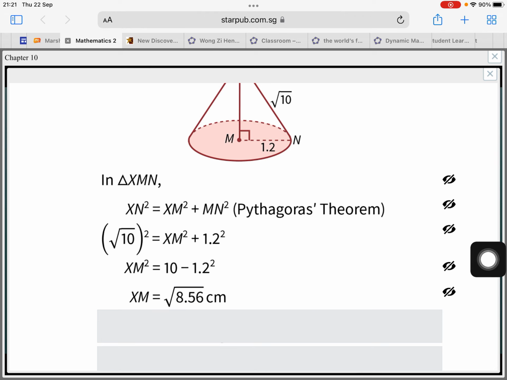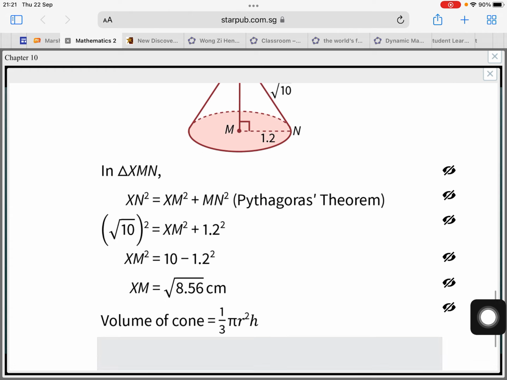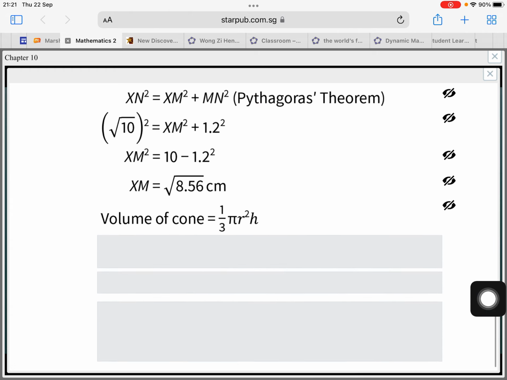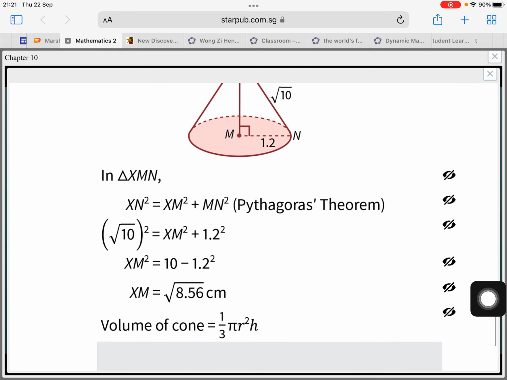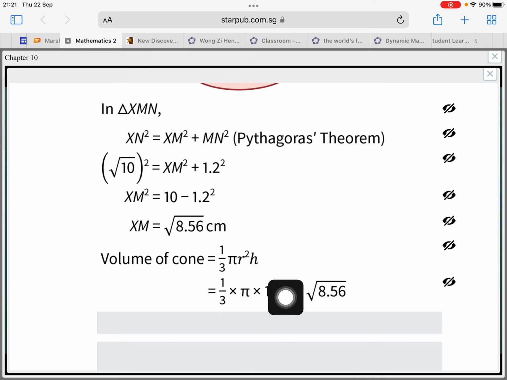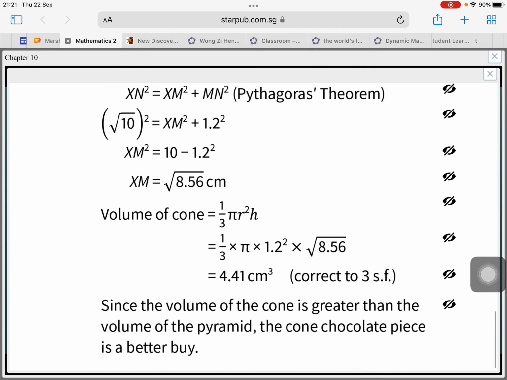xm is square root of 8.56 cm. Same thing, remember to do a plus minus and to reject the negative. So now you know the vertical height, you are ready to find the volume of the cone, which is 1/3 pi r square times height. My r is 1.2, my h is square root of 8.56. So 1/3 pi 1.2 square root of 8.56. Then you just key into your calculator, you get 4.41.